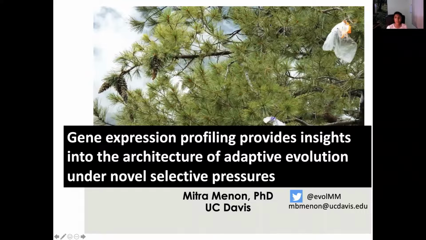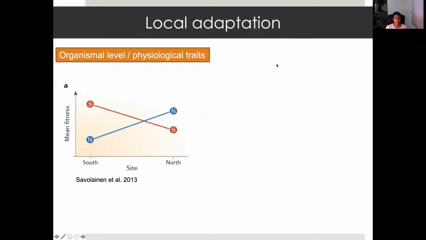Hi, I'm Mitra. I'm a postdoc at UC Davis, and today I will be sharing with you some of my recent work looking into the architecture of adaptive evolution under novel selective pressures. Decades of common garden and provenance trials in trees have provided remarkable evidence for local adaptation at the organismal and the physiological trait level.